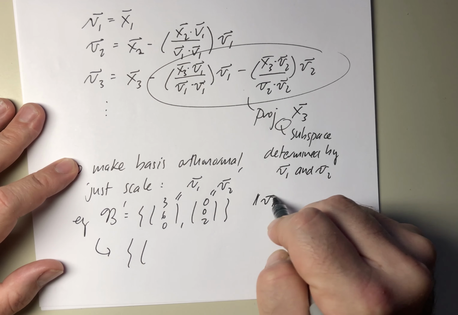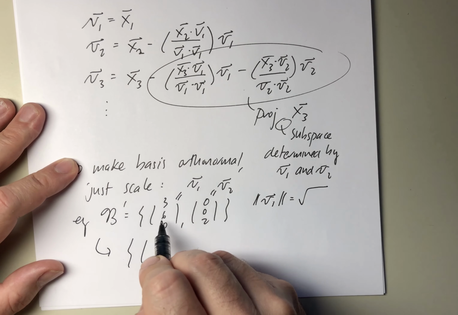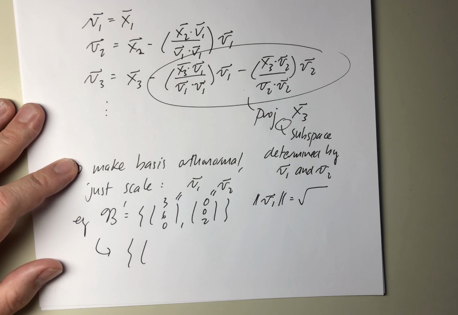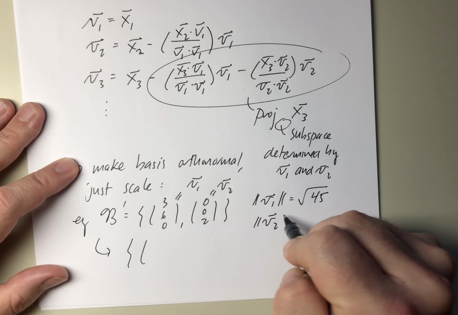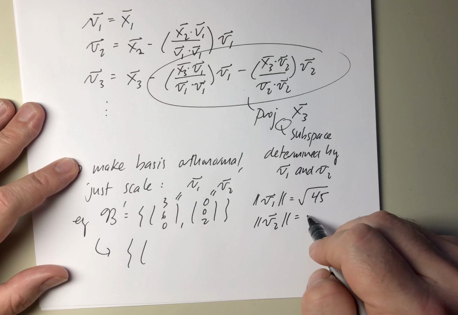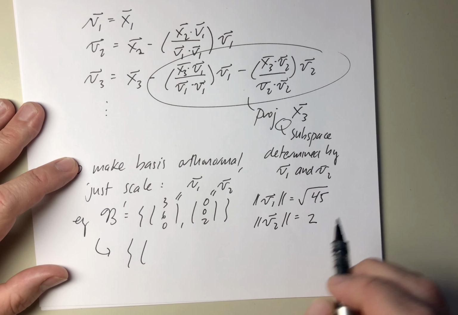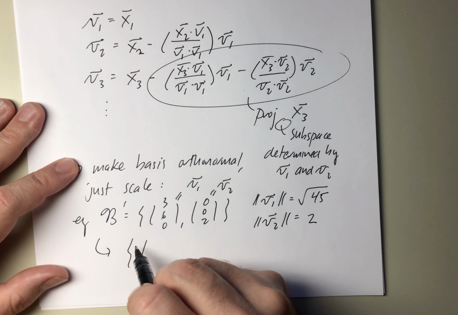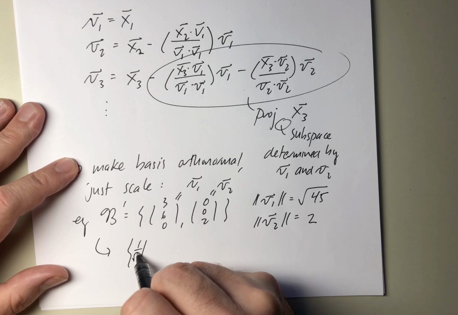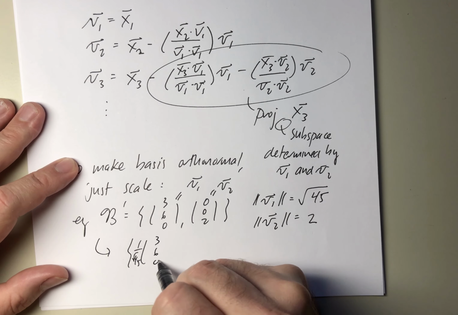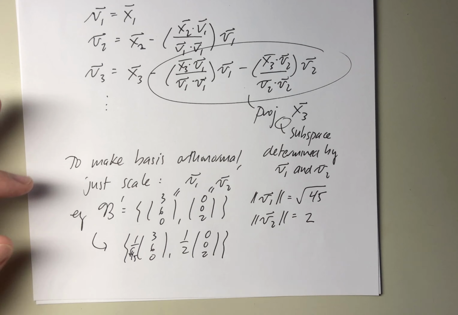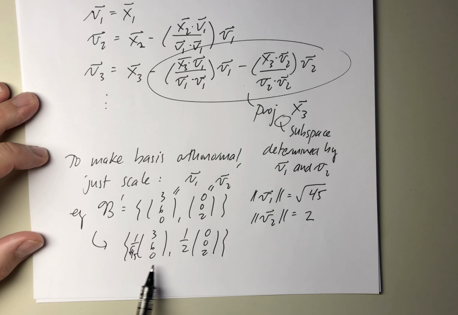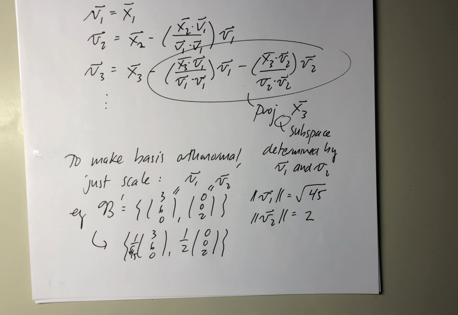The length of v1 is, of course, the square root of 9 plus 36, which is the square root of 45. v2 had length 2. So I would just scale this guy by 1 over root 45, (3, 6, 0), comma, 1 over 2, (0, 0, 2), which of course is an easy one to do. But, again, I can just scale things to now get an orthonormal basis. Okay, so that's the idea here.